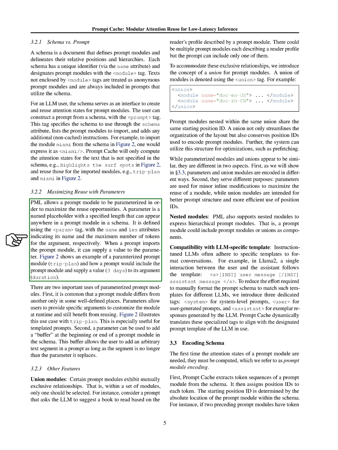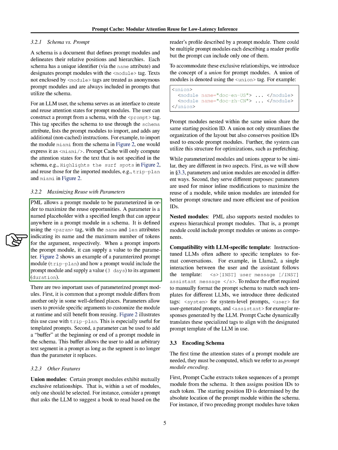PML also allows a prompt module to be parameterized to maximize reuse opportunities. A parameter is a placeholder with a specified length that can appear anywhere in a prompt module in a schema. When a prompt imports the prompt module, it can supply a value to the parameter. This is especially useful for templated prompts.